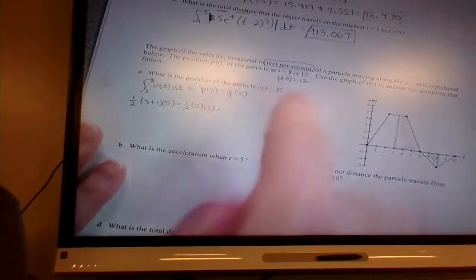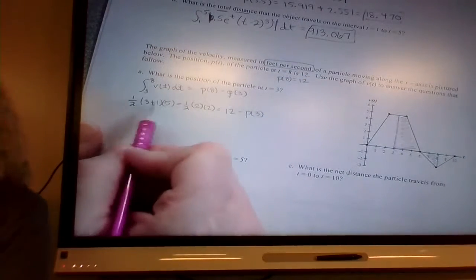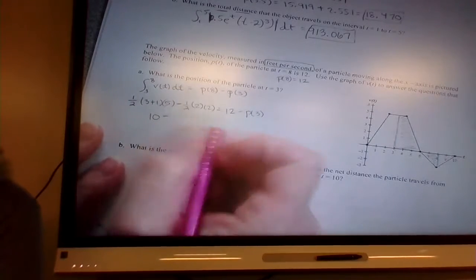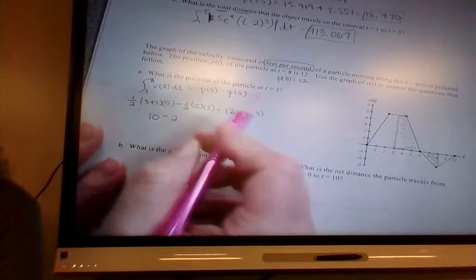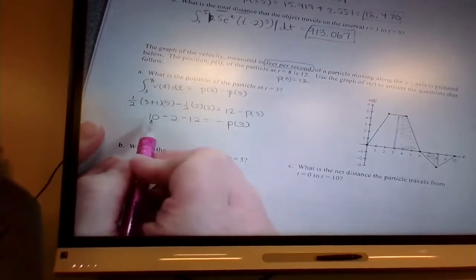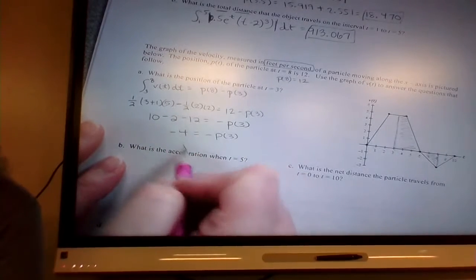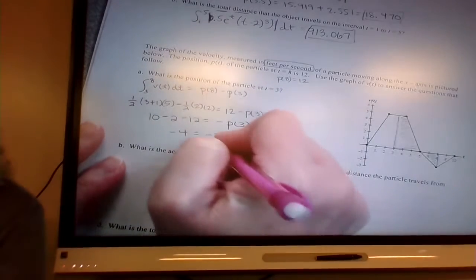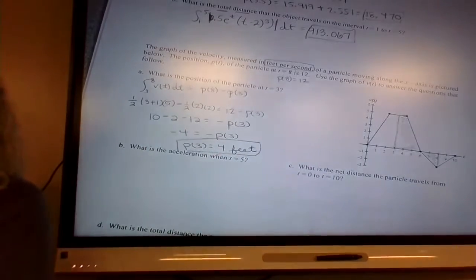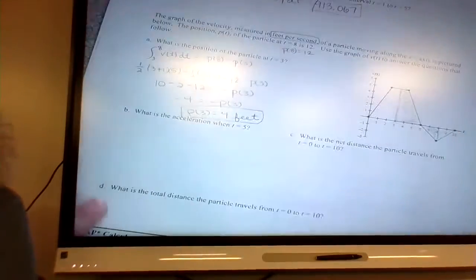equals P of 8, which was 12, minus P of 3. Okay, so half of 4 is 2, so that's 10 minus 2. I'm going to go ahead and move that minus 12 over, equals a negative P of 3. So that's a negative 4 equals a negative P of 3. So P of 3 equals 4 feet.